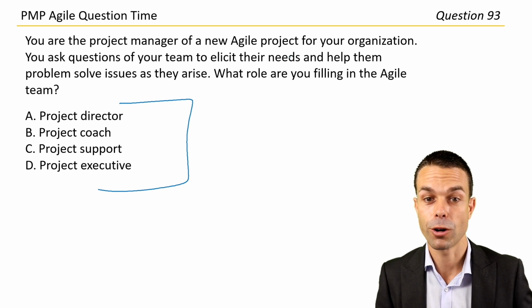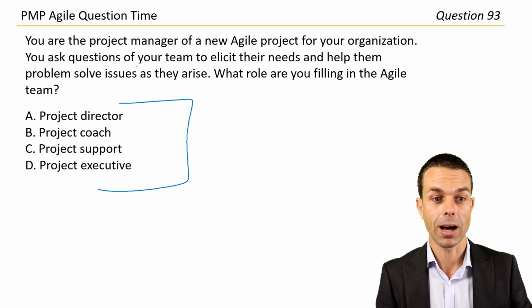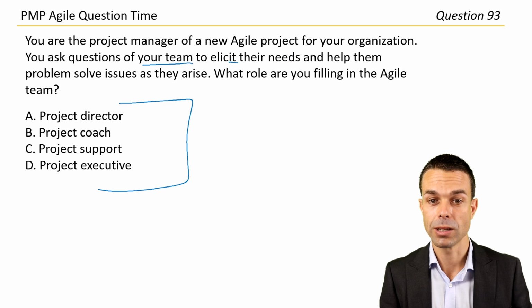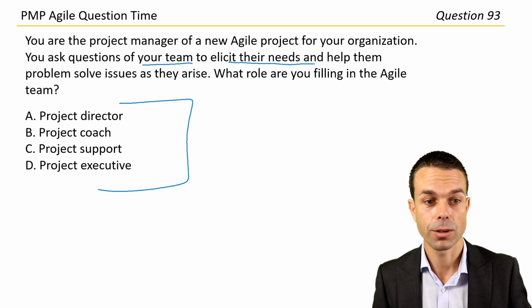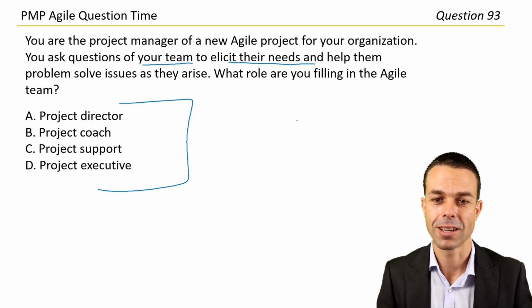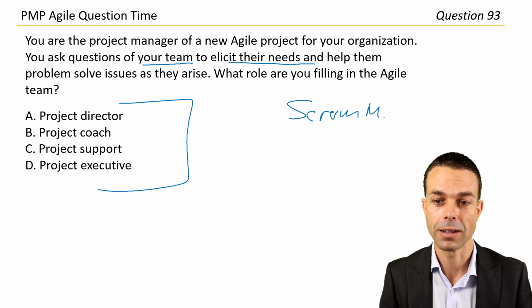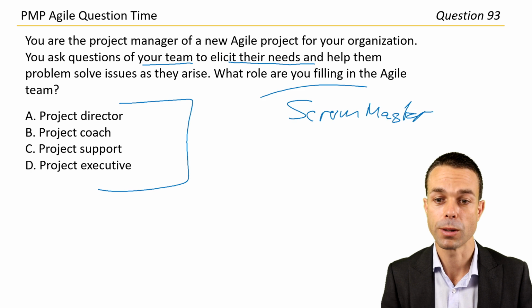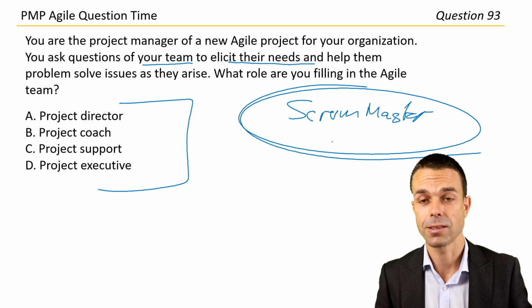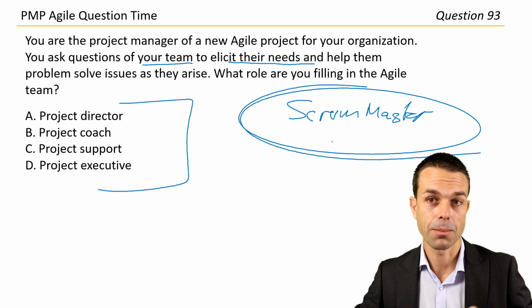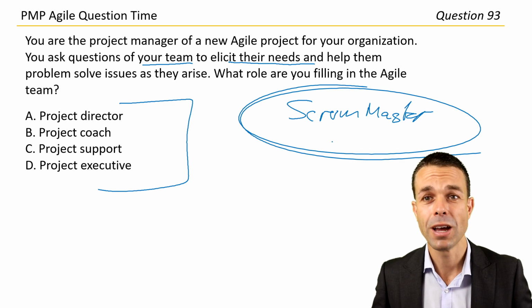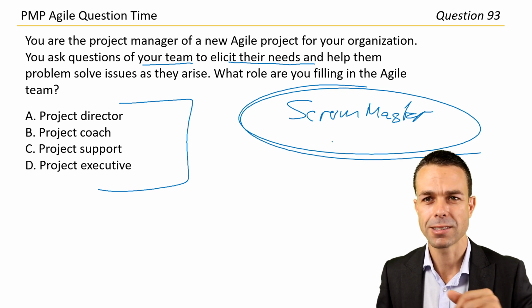You're a project manager of a new Agile project. You ask questions of your team to elicit their needs and help them problem solve issues as they arise. Wow. And this sounds like the Scrum Master, doesn't it? But the Scrum Master can also be called different things. It doesn't have to be Scrum. It can be many different names, but they perform the same servant leadership role. Let's see what we've got.